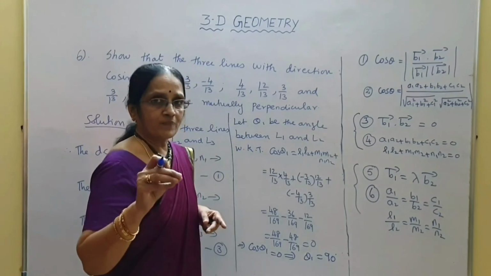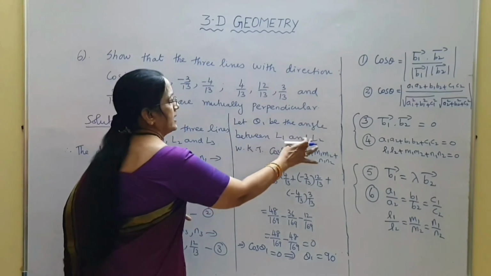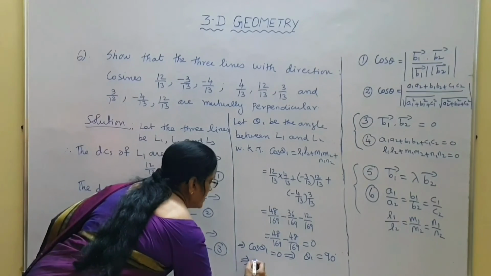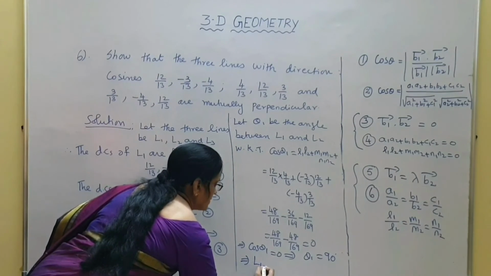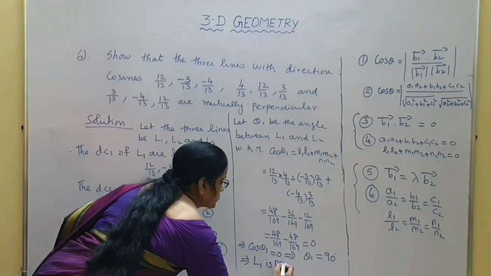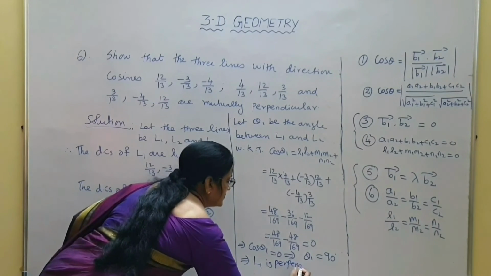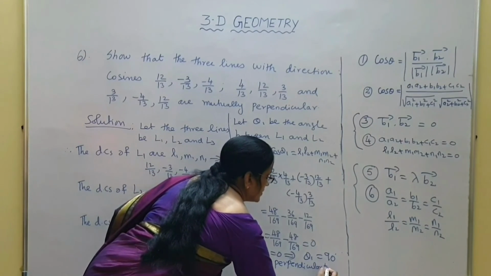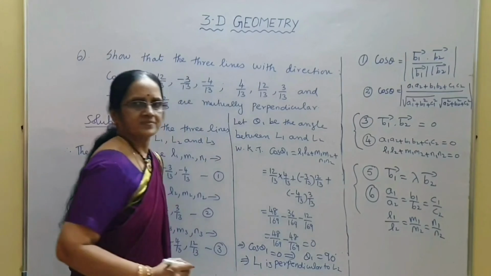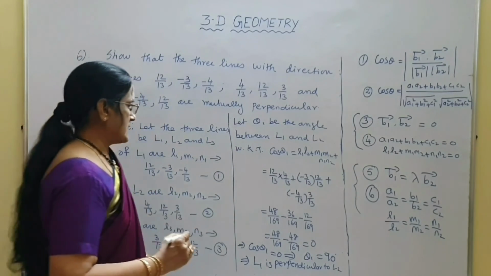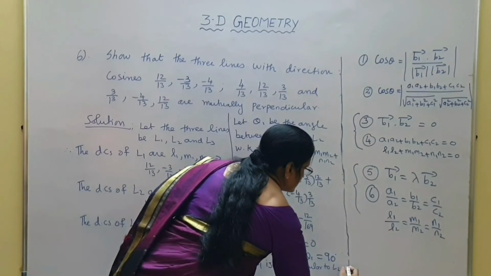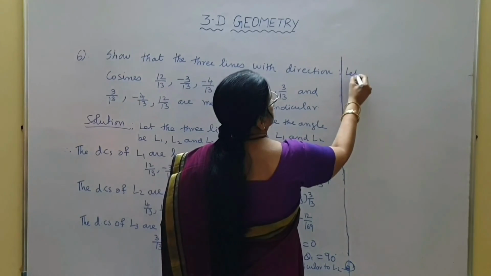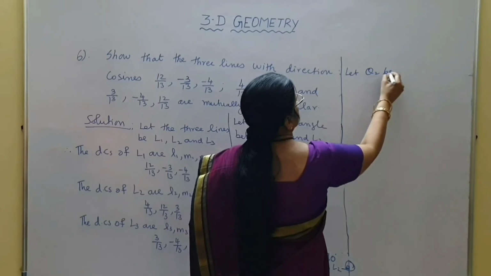So, what do you conclude from that? Line L1 and L2 are perpendicular to each other. So, this implies the line L1 is perpendicular to the line L2. Let me name this result as 4.